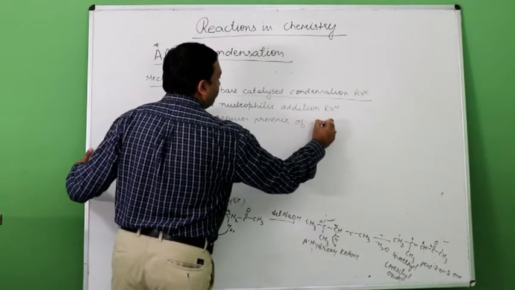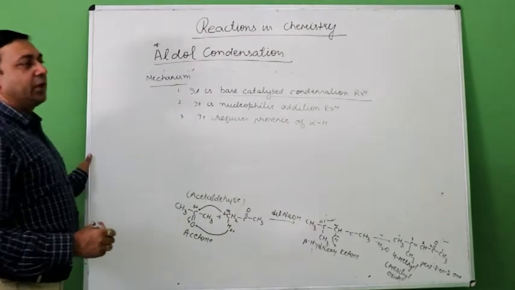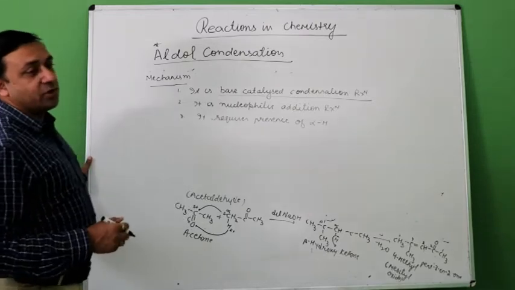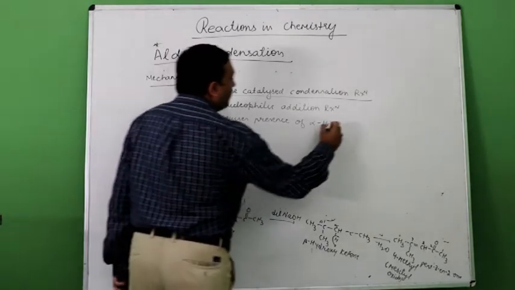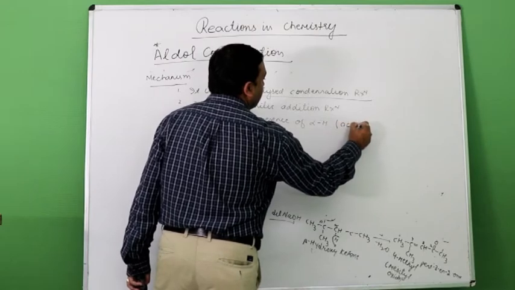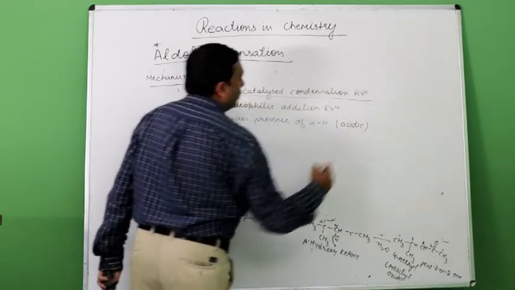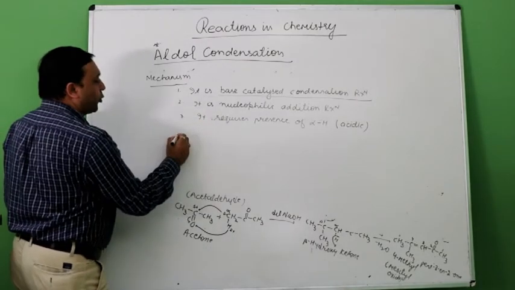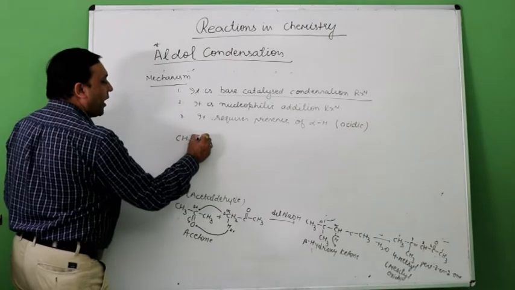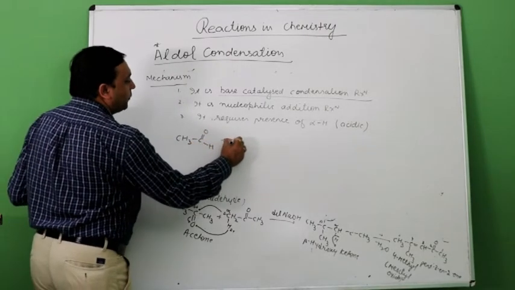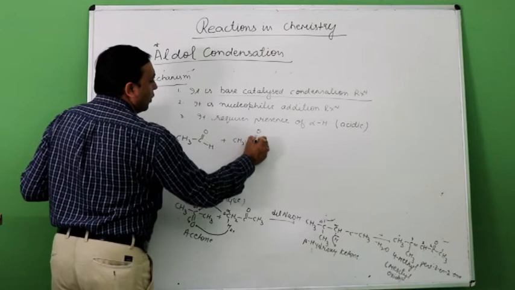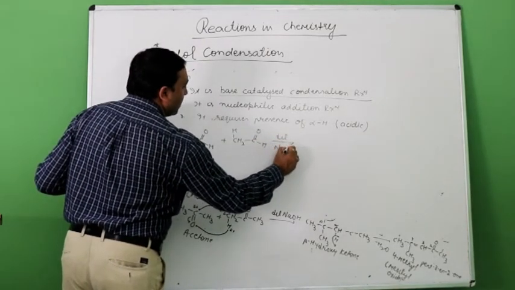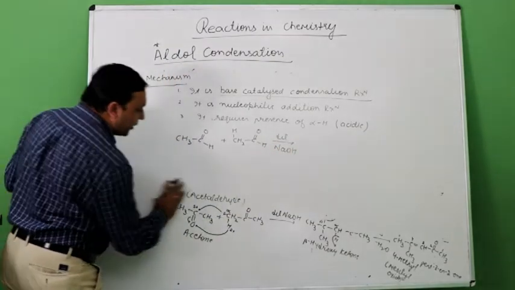So base catalyzed, I have explained it. It is a base catalyzed reaction, first point. Nucleophilic addition, now the nucleophile has been created. One molecule will lose the H positive and form a carbanion. This carbanion will behave as my nucleophile and attack the carbonyl group of the second molecule. So there are actually two molecules participating in the reaction.